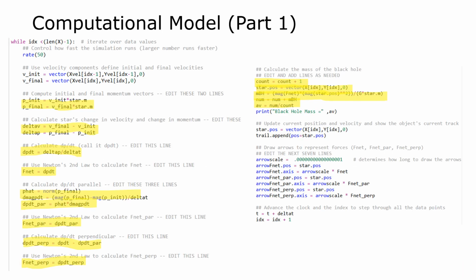Here's the code. So here's the code for part 1, and as you can see, we initially solved for P initial and P final, which is momentum, based on the initial and final velocities given and the star's mass.